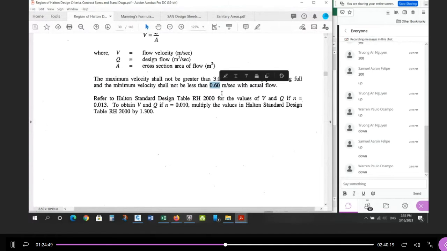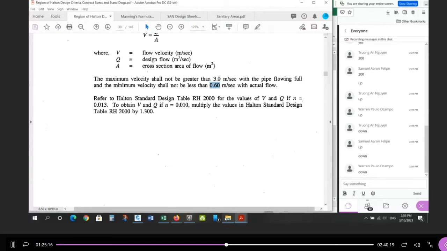velocity. If the water is moving at least 0.6 meters per second, then you can expect that the suspended solids in the flow will remain suspended. They'll move with the flow. Anything less than 0.6, now you have the percolation of solids, kind of settling to the bottom and then kind of sticking to the bottom of the pipe. And over time, it could clog the pipe or compromise the cross section, compromising the capacity.